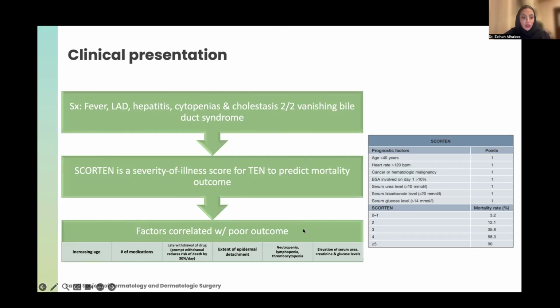Where did we reach? Okay, so after the SCORTEN, we also have other factors that are related with poor outcome, which actually kind of makes sense, right? So it's your increased age, your increased number of medications, late withdrawal of the drug. So anytime you delay the withdrawal of the drug, you increase the risk of death by 30% per day. So that's a huge number. Obviously, extent of epidermal detachment, if the patient has neutropenia, lymphopenia, or thrombocytopenia, and then, like we just mentioned, elevation in your urea, creatinine, and glucose levels.